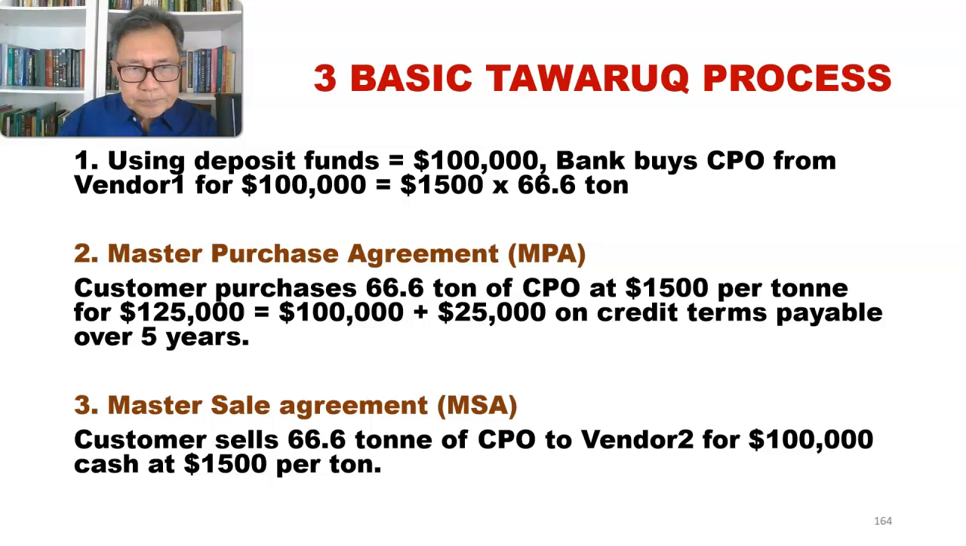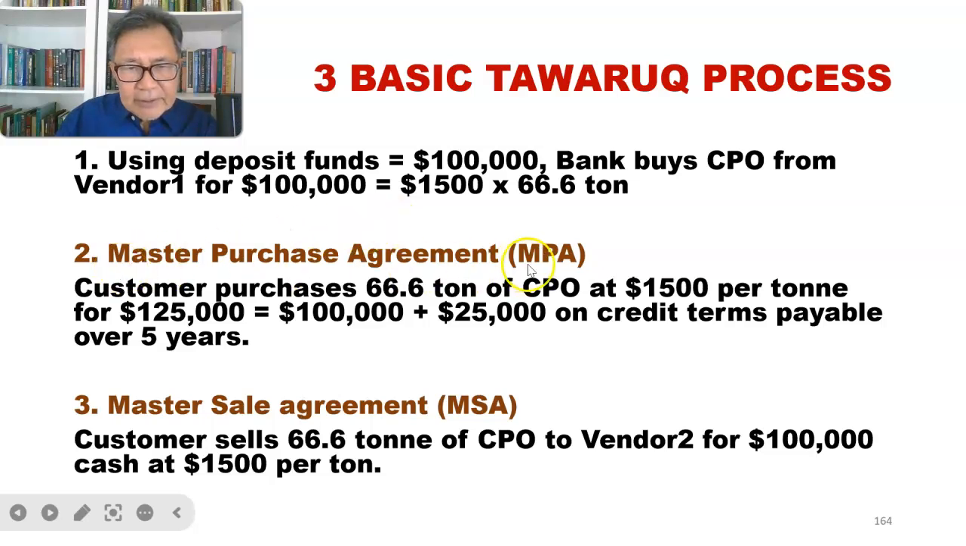So we look at the three basic Tawaruq steps or process. That is, using the deposit fund, the bank would use a deposit fund of $100,000 to buy the CPO from vendor 1 for $100,000, being the liquidity desired by the customer. And we break down this $100,000 purchase of CPO into the price of the CPO, which is $1,500 per ton, and the quantity of the CPO, that is 66.6 ton.